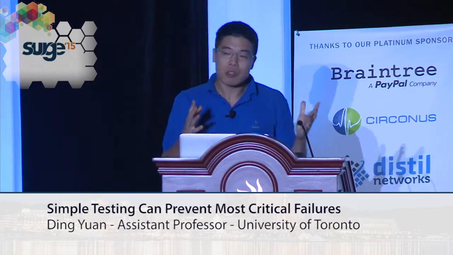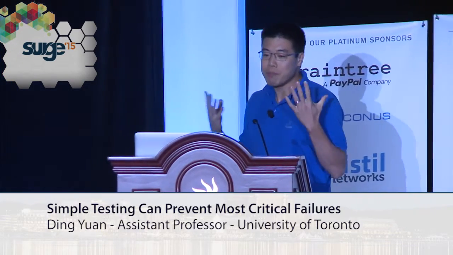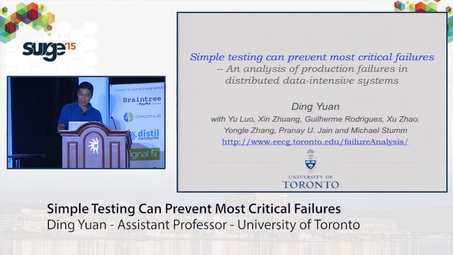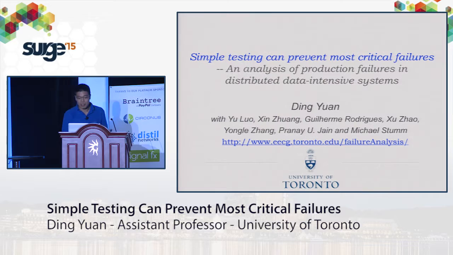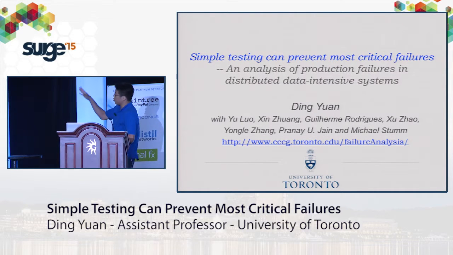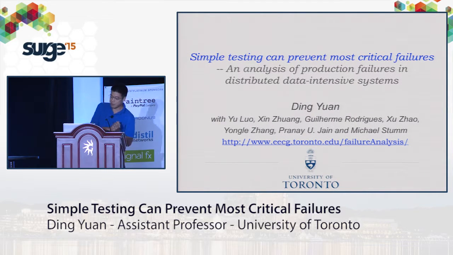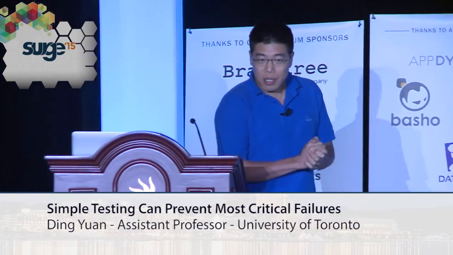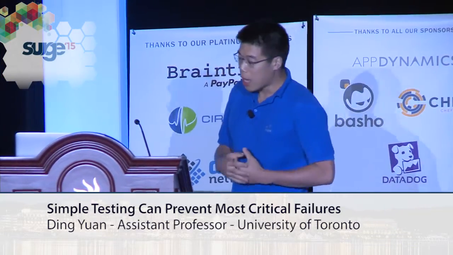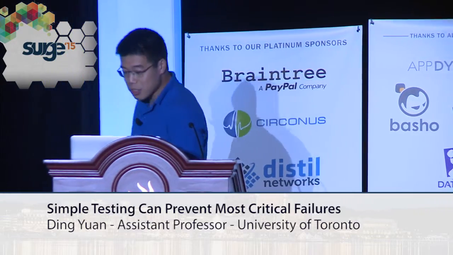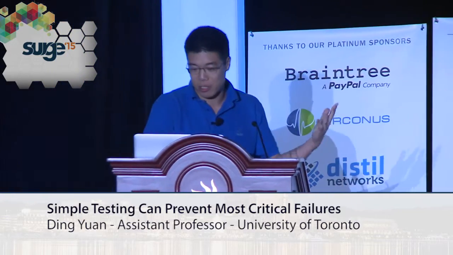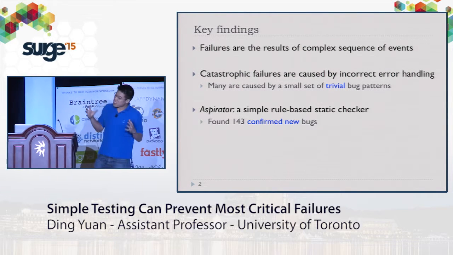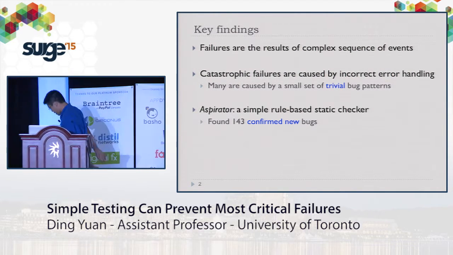So today I'm going to talk about how simple testing, or embarrassingly simple testing, can be used to prevent the most critical failures. This is a collaboration with my students and my colleague. In this work, we have manually analyzed hundreds of real-world user-reported failures to some high-profile distributed systems. And in my talk, I'm going to focus on three key findings, right?